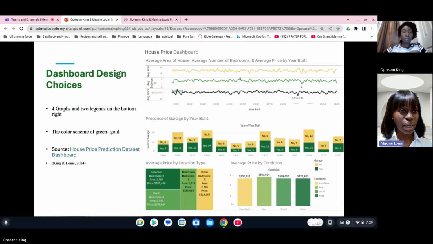Here you will find our dashboard design choices. As alluded to earlier, 4 graphs and 2 legends on the bottom right were used. The color scheme of green and gold, and as stated earlier, our source was the house price prediction dataset.